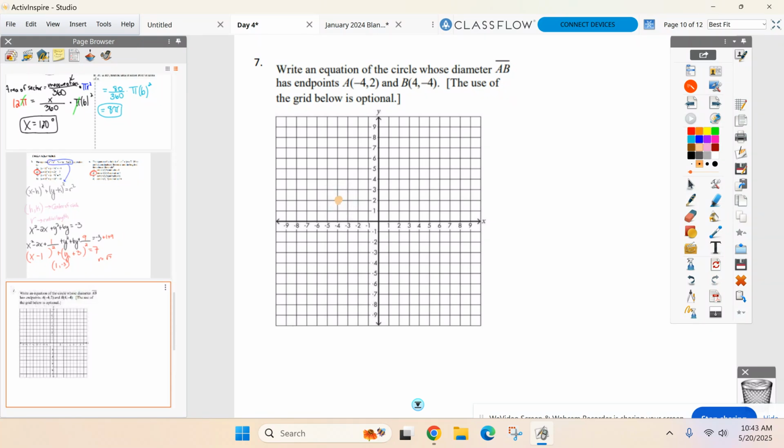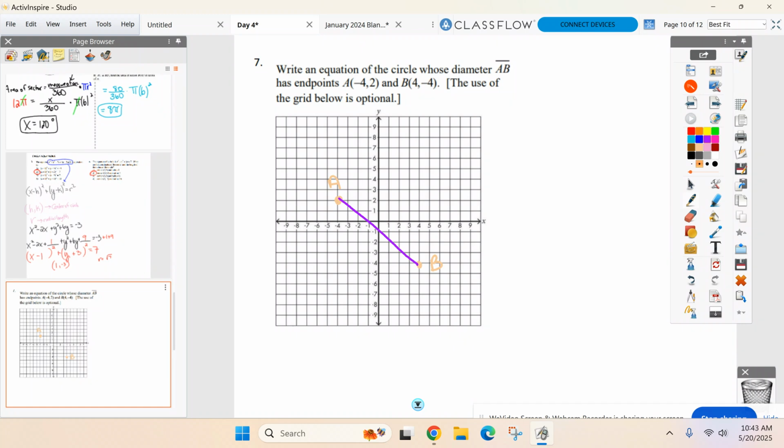-4, 2 is point A. 4, -4 is point B. What's the equation of this circle? That's a diameter, too. That's a diameter. Hate to break it to you, calc ain't helping you here. Won't produce the equation for you.